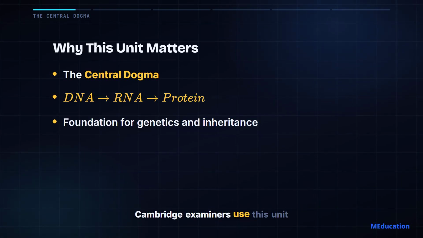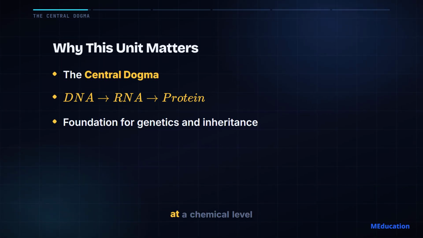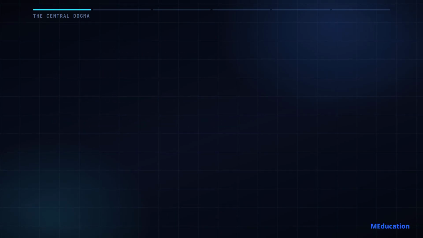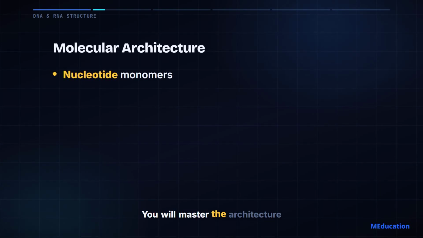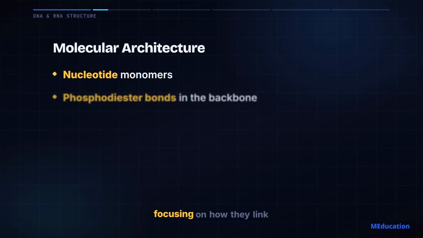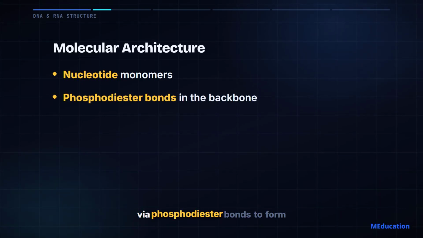Cambridge examiners use this unit to ruthlessly test your precision. We are going to move beyond simple diagrams and master exactly how these molecules interact at a chemical level. Before we can read the genetic code, we must understand the molecular vault that stores it. You will master the architecture of nucleotides, focusing on how they link via phosphodiester bonds to form a sugar-phosphate backbone.